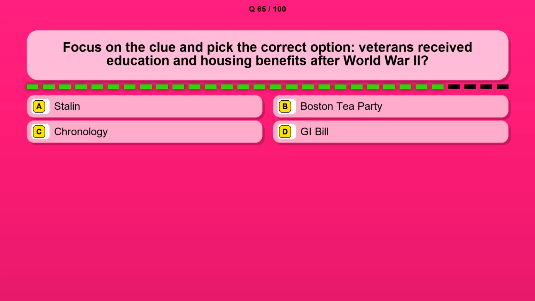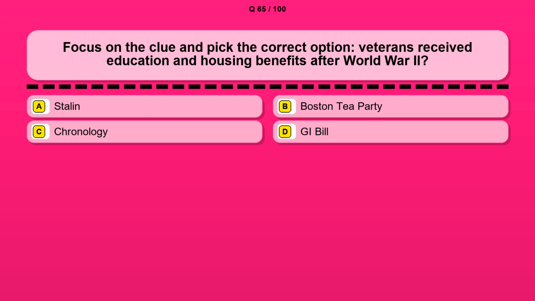Question 65. Focus on the clue and pick the correct option. Veterans received education and housing benefits after World War II. Option A, Stalin. Option B, Boston Tea Party. Option C, chronology. Option D, GI Bill.